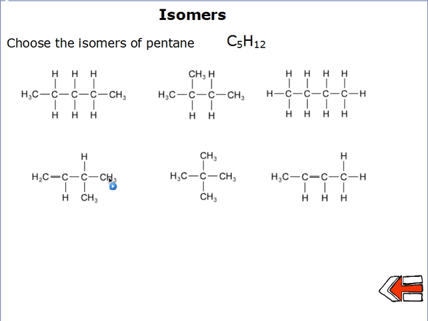What about this one here? So even though this structure has 5 carbon atoms, it doesn't have 12 hydrogens, it only has 10. So with a double bond in it, that's not an alkane.